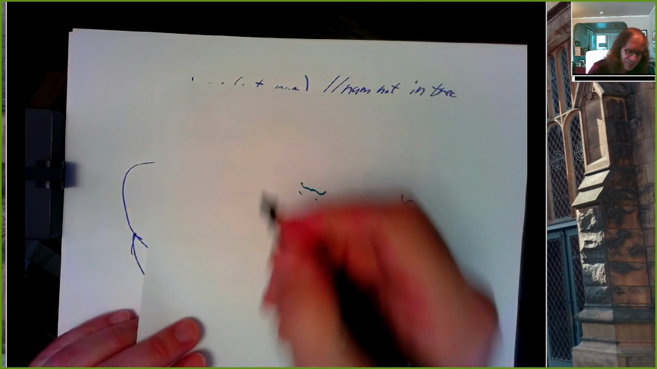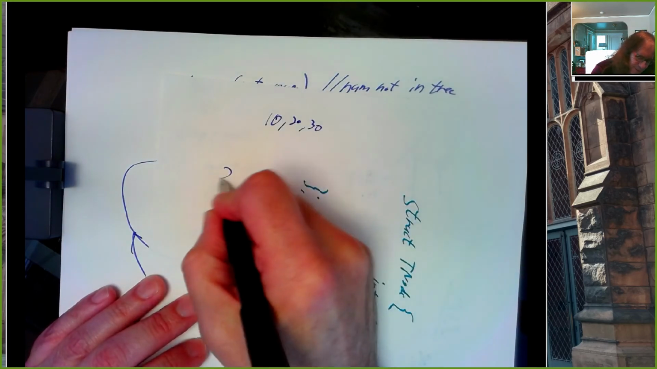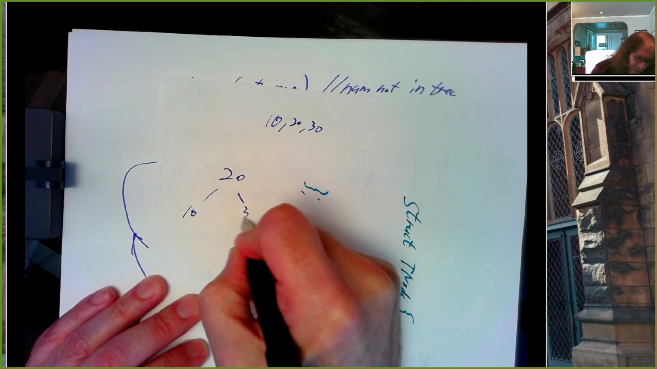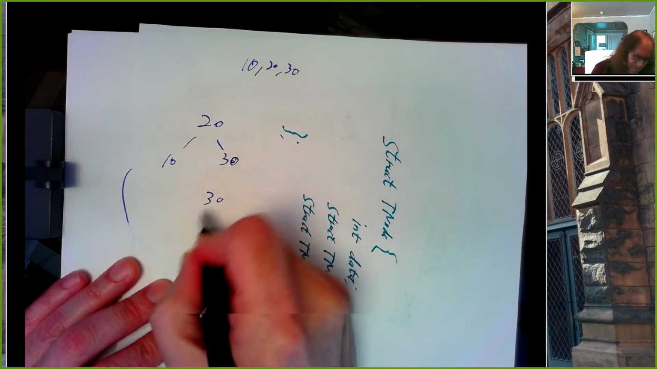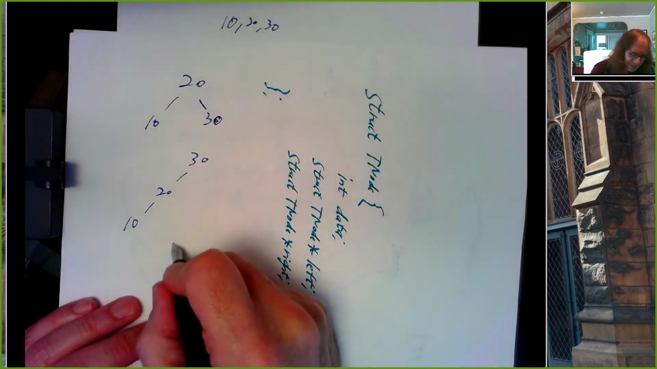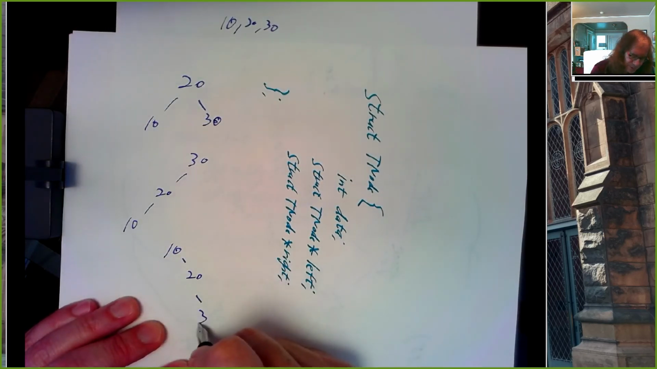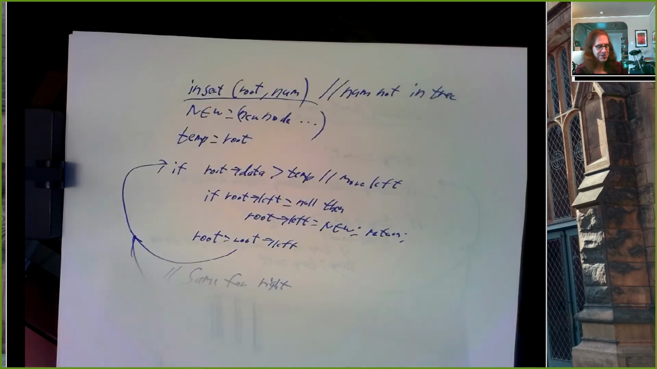So for example, suppose you want a tree with the numbers 10, 20, and 30. Well, here's a tree with that data in it. Here's another binary search tree with that data. Here's another binary search tree with that data. So yeah, the order in which you insert will affect the tree.